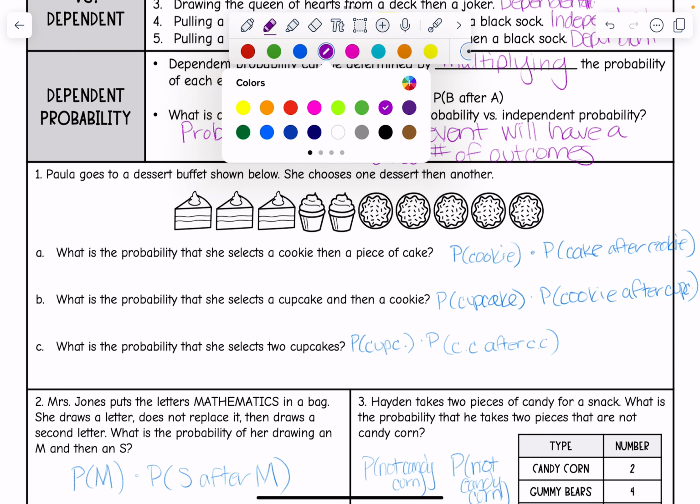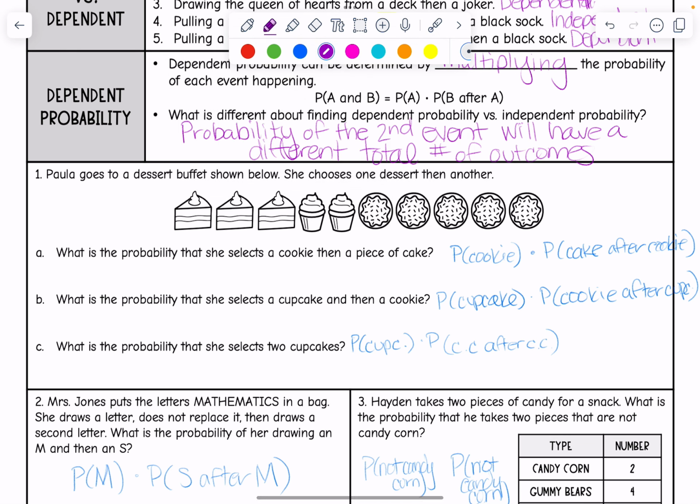Here it says Polly goes to a dessert buffet shown below. She chooses one dessert, then another. So it's like you're going up and you choose two desserts. Okay, so what's the probability that she selects a cookie, then a piece of cake? So right now I have 5 cookies out of 10 total desserts. Okay, I know that 5/10 is going to simplify to 1/2, so that'll end up actually being the probability that I use there. Okay, now because this is a dependent event, I'm going to try to visually do this.